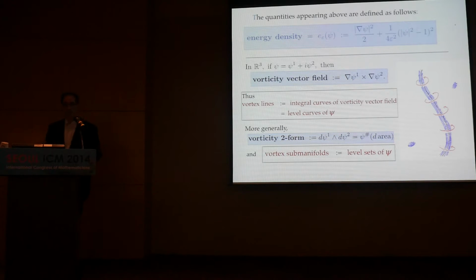More generally, in higher dimensions, it's natural to define the vorticity 2-form instead, which would be d psi1 wedge d psi2, which is just the pullback by psi of the area form. And then similar considerations will tell us that the vortex submanifolds, which one can associate with this a distribution of n-2 planes in R^N, will be integral submanifolds of this distribution. And these will again be level sets of psi. And so some analog of this is true in higher dimensions.